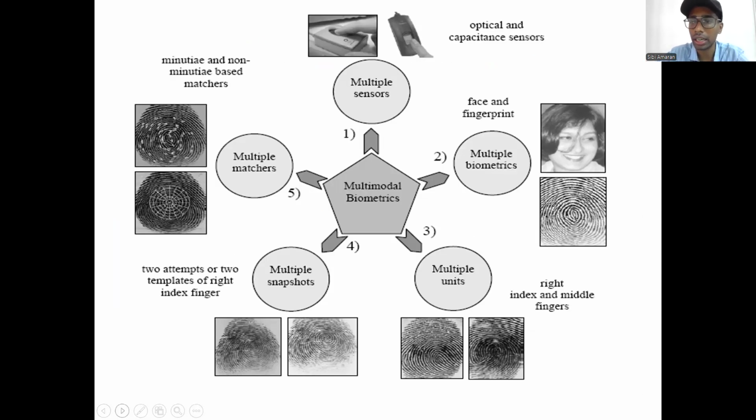So I'll be collecting the samples from the first finger as well as the second finger, but the input of both will be the same. And multiple snapshots means first I'll be collecting the input from this, and after some time I'll be collecting the input from the same finger again. Okay, what multiple matchers means is I'll be using multiple algorithms.